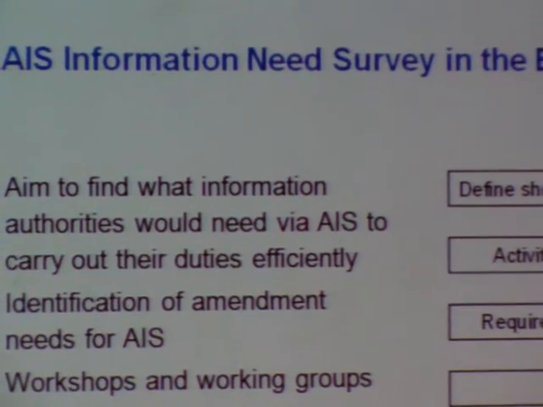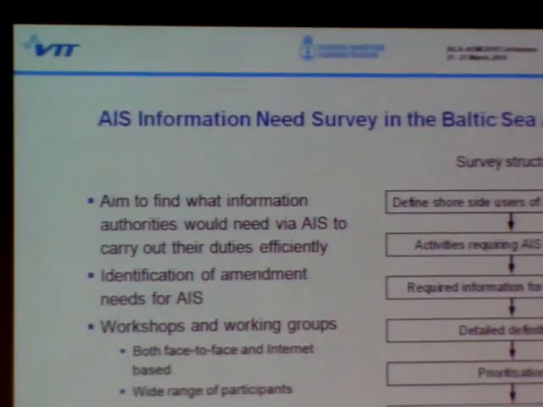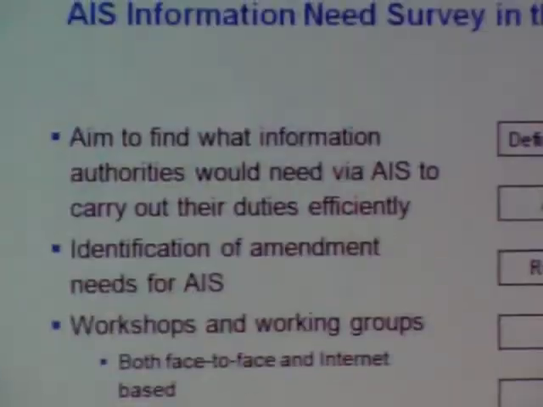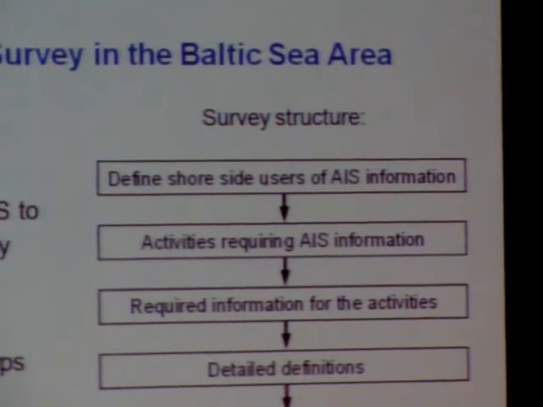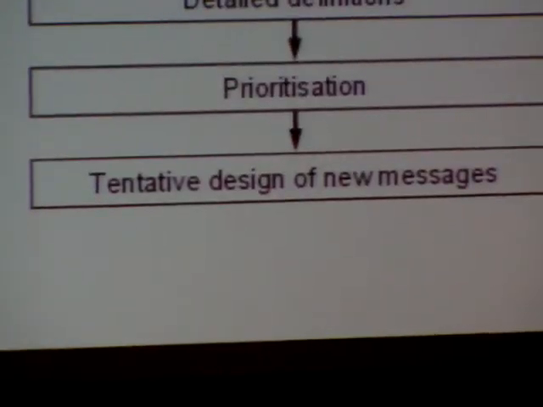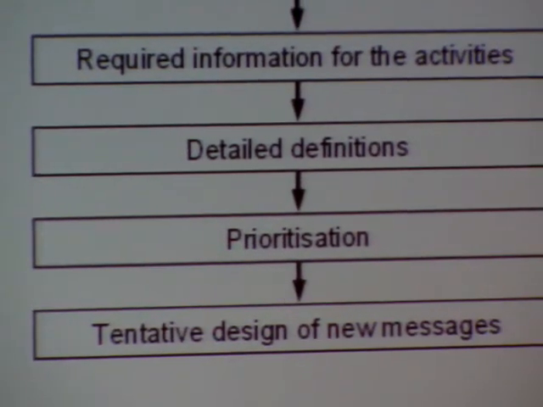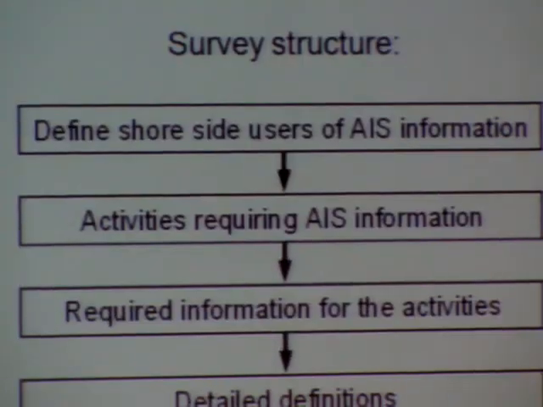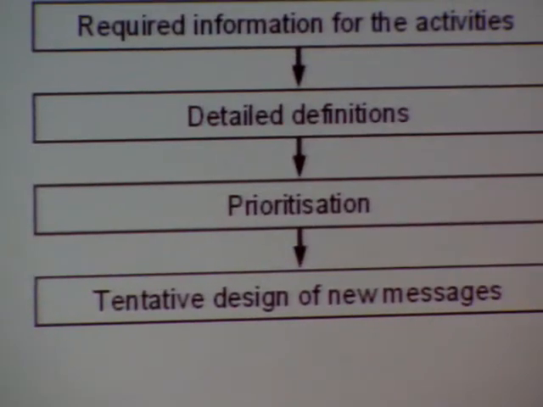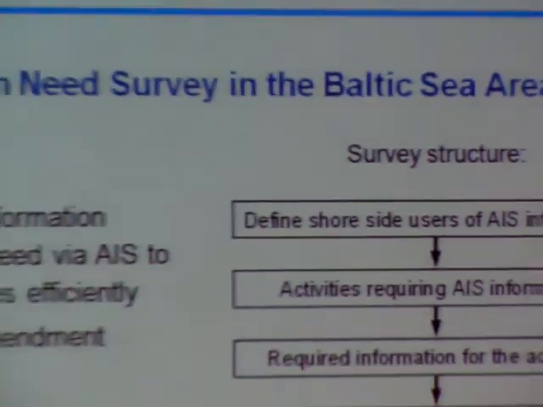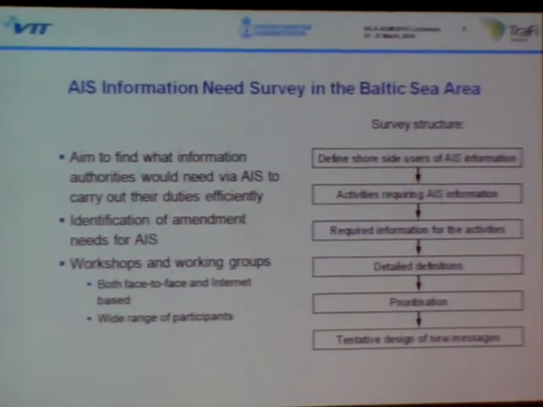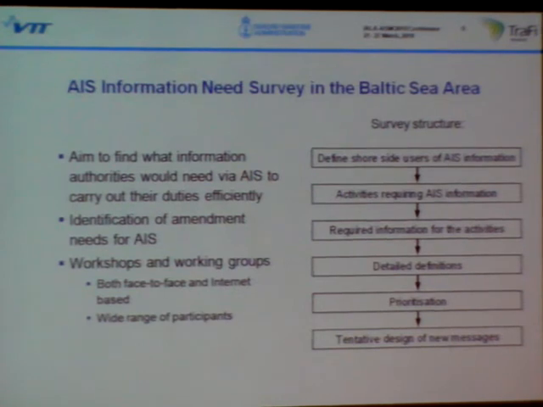So to find out what to do, we had an information need survey in the Baltic Sea area. The aim was to find out what information authorities would need from AIS to carry out their duties efficiently. It was structured in a series of workshops followed by working groups. We had both face-to-face and internet-based meetings.